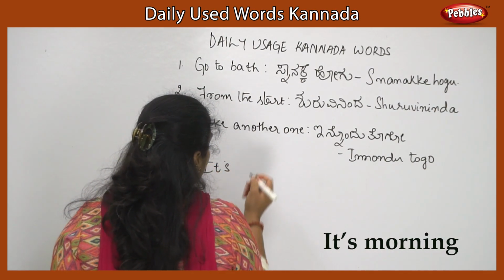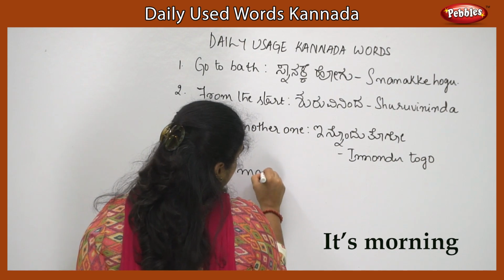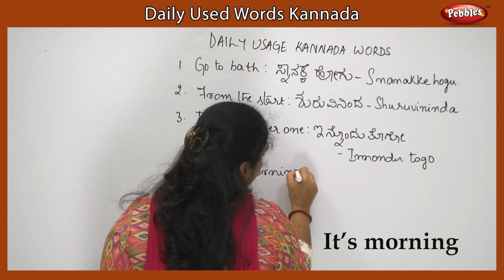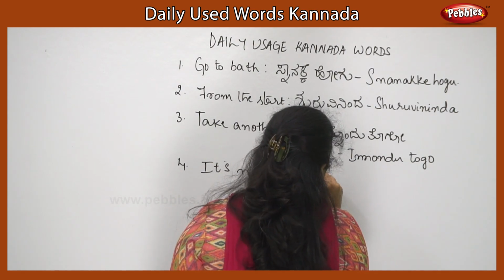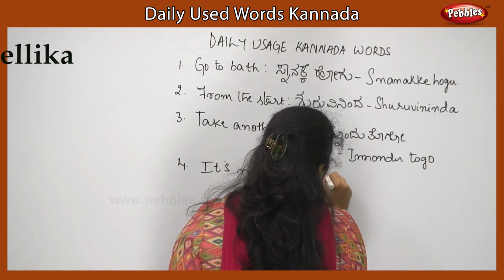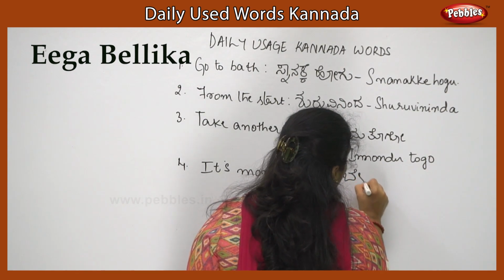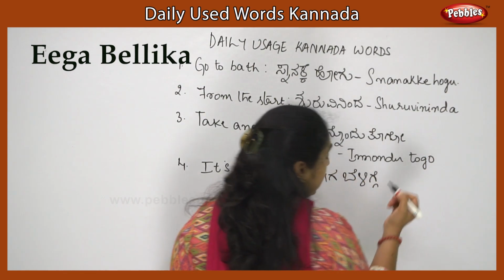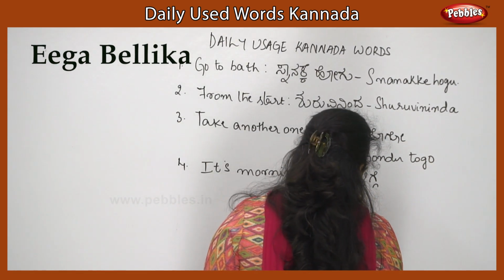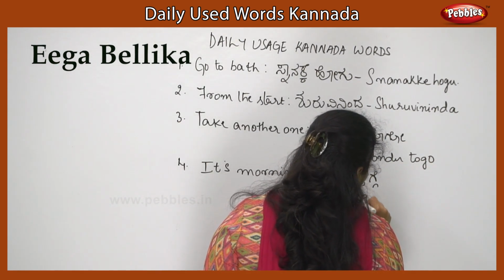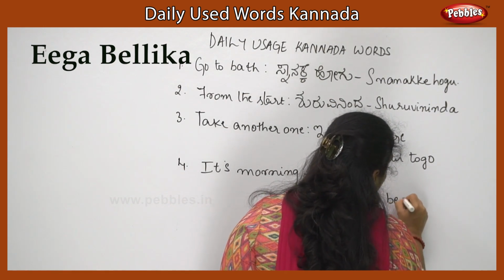Fourth one, it's morning. Morning is belagge or munjane. Iga belagge. Belagge is morning.